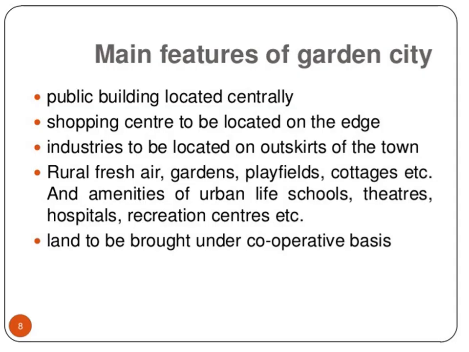In this slide we will see the main features of the garden city. Public buildings located centrally, shopping centers to be located on the edge, industries to be located on the outskirts of the town, rural fresh air, gardens, play fields, cottages, etc., and amenities of urban life like schools, theatres, hospitals, recreation centers, etc. are to be allocated. Land to be brought under a cooperative basis.